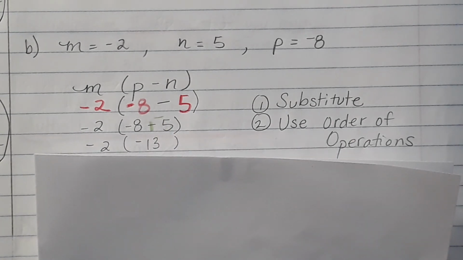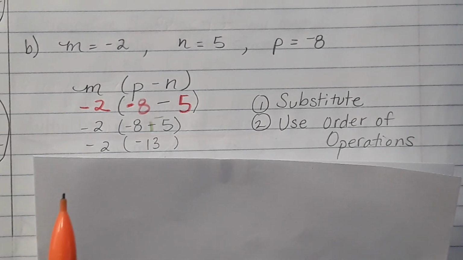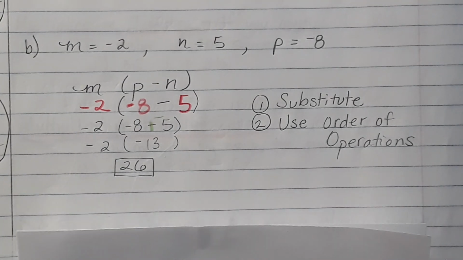And we get -13. And again, order of operations, we did parentheses. There are no exponents. Now all that's left is multiply and divide. The only thing here is to multiply, and that's it.